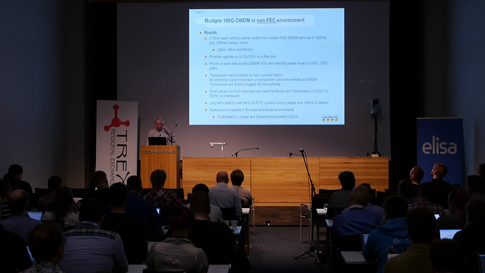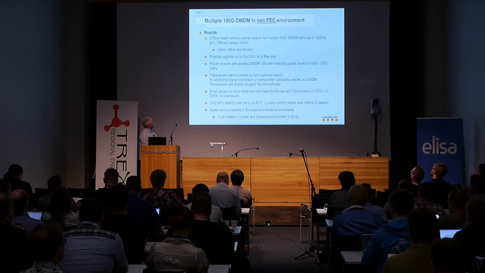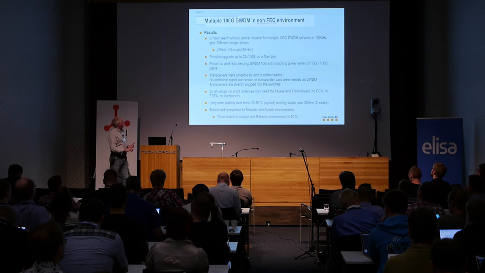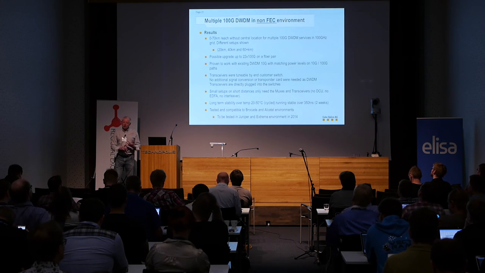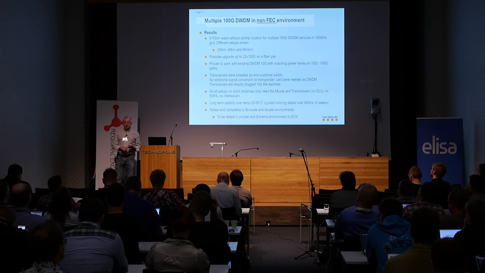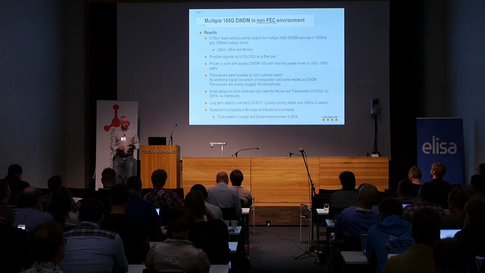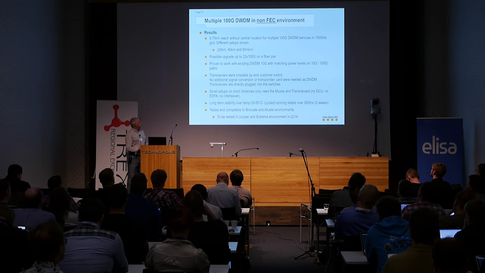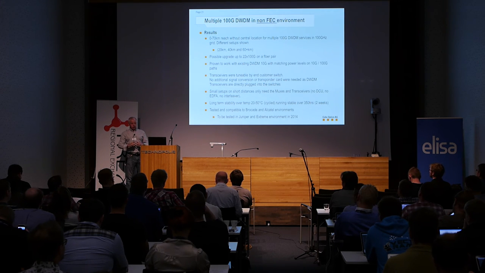So just some examples of some tests in non-FEC. These are standard transceivers without forward error correction. We've tested a number of different scenarios in 20, 40, and 60 plus kilometers. In theory, you can go to 2,200 gigs. We haven't got anybody who's anywhere near there at the moment, and you'd be a brave person. It can work with existing 10 gig DWDM. Transceivers were tunable. The customer switch, as I mentioned before, is the biggest gating factor here.